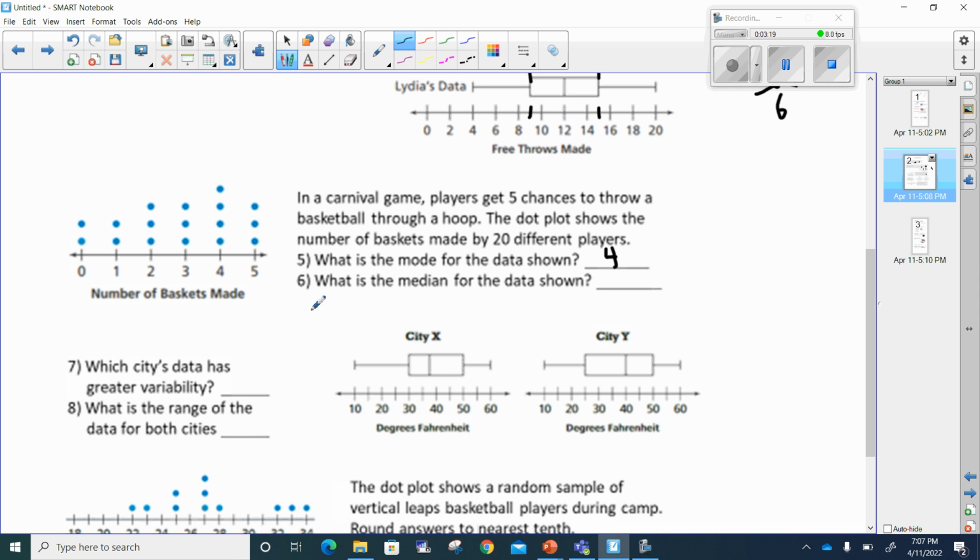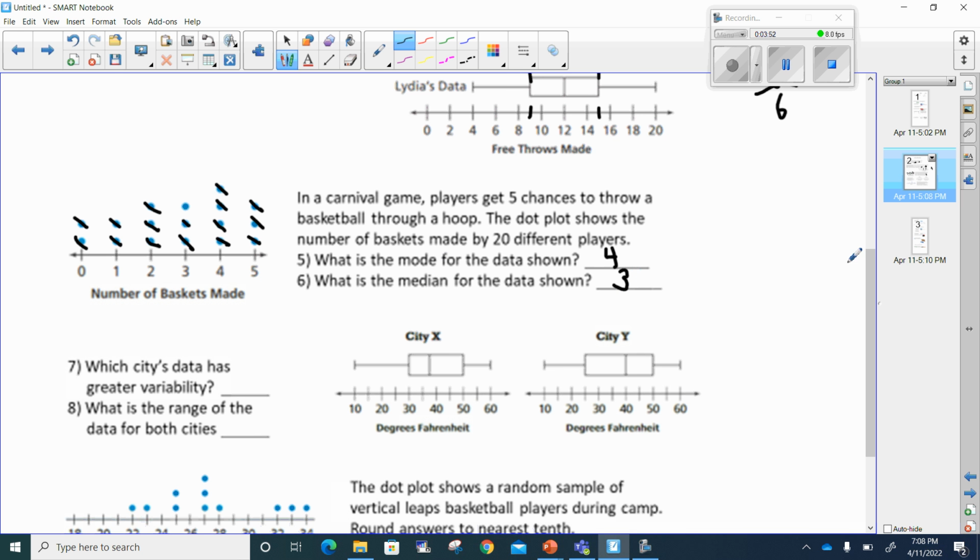Next is the median. The median is chopping off one at a time until we get to the middle. So one at a time, I will go from end to end until I get to the middle. As you can see, we're going to hit 3. So the median is 3.